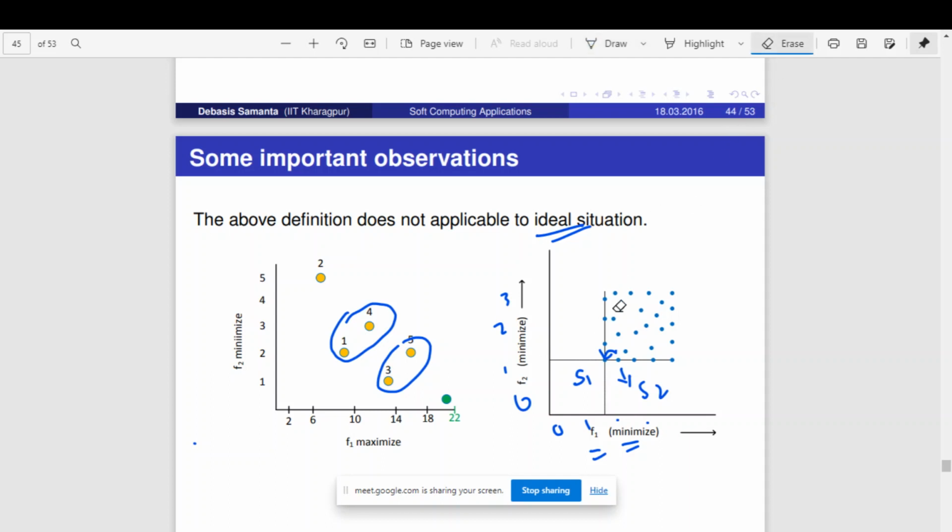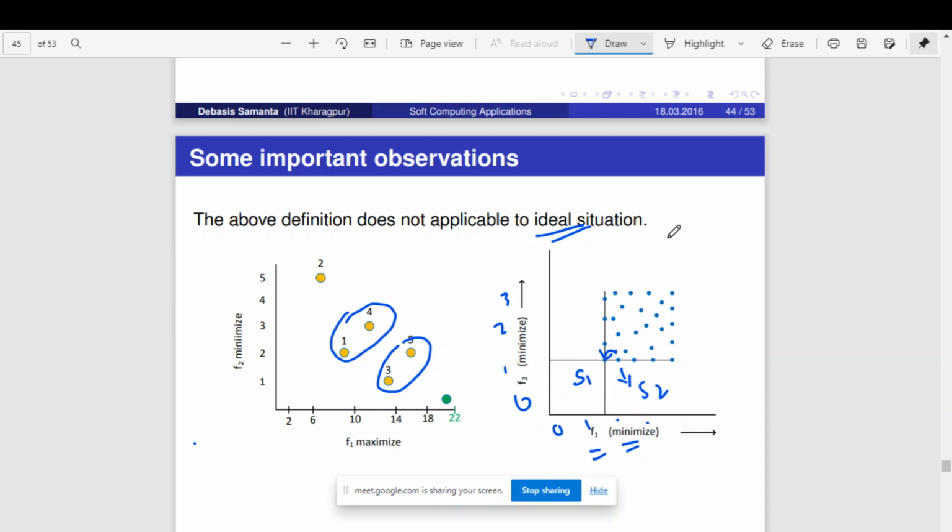F1. Okay. But is it degrading F2? It's not degrading F2. So can you call this a Pareto optimal solution? No, no. What is the definition? It should degrade, right? That is what I am asking.